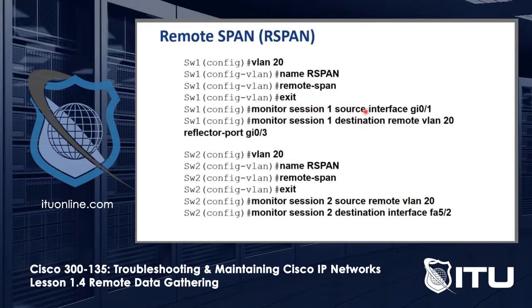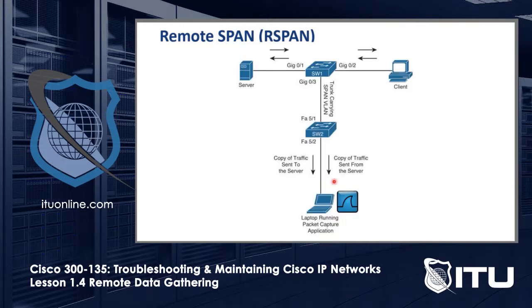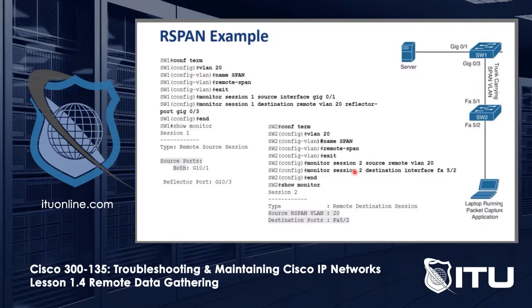So you see how the switch where the server is, the destination is remote VLAN 20. The switch where you are, the source is remote VLAN 20. See how that goes? And then you can say the destination is interface FA5/2, because if we go back, I'm plugged in to FA5/2. So that's how we can do RSPAN.